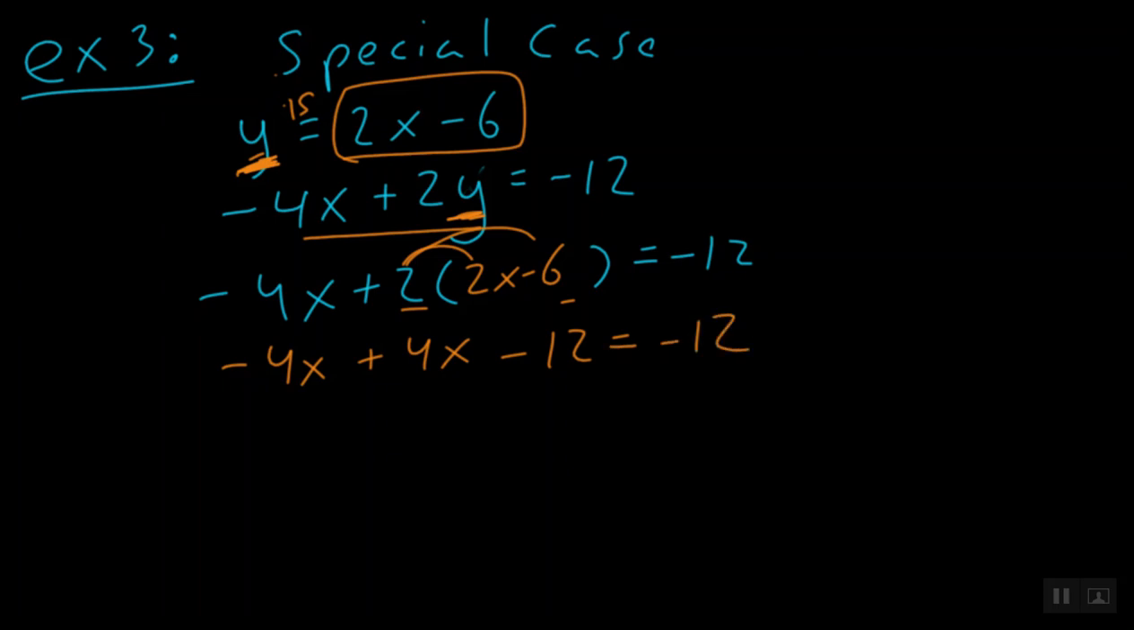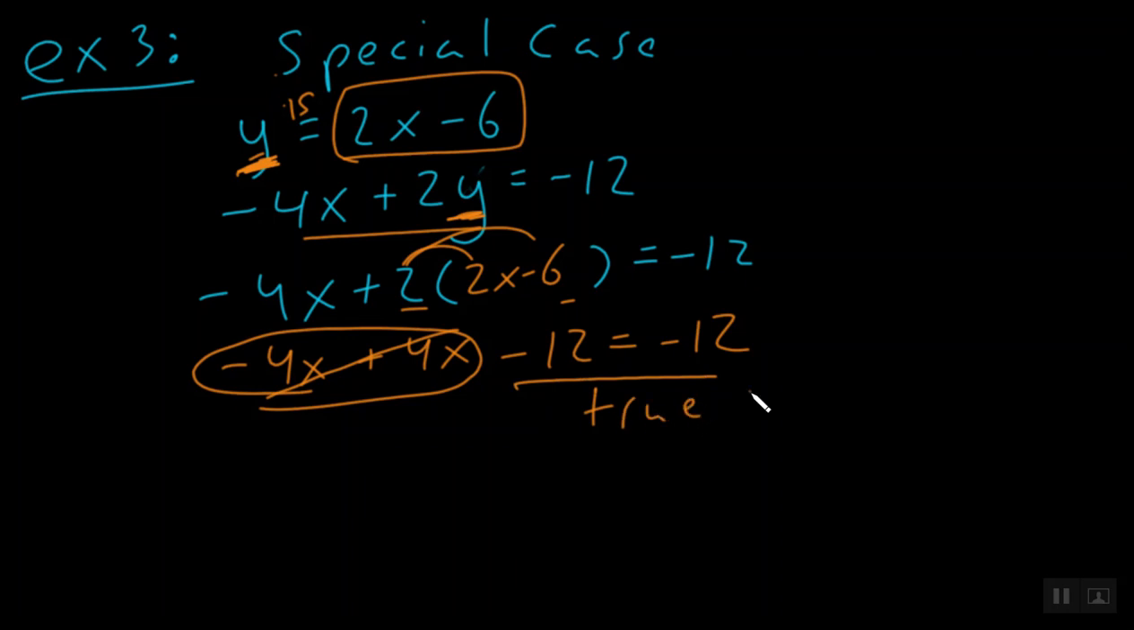Now, in this case, what is negative 4x plus 4x? Well, that's 0. It's a 0 pair. It cancels. And we're left with negative 12 equals negative 12, which is what we call a true statement. If I were to ask you, hey, does negative 12 equal negative 12? You'd say, yeah, that's true. And what this implies is that we have infinite solutions.